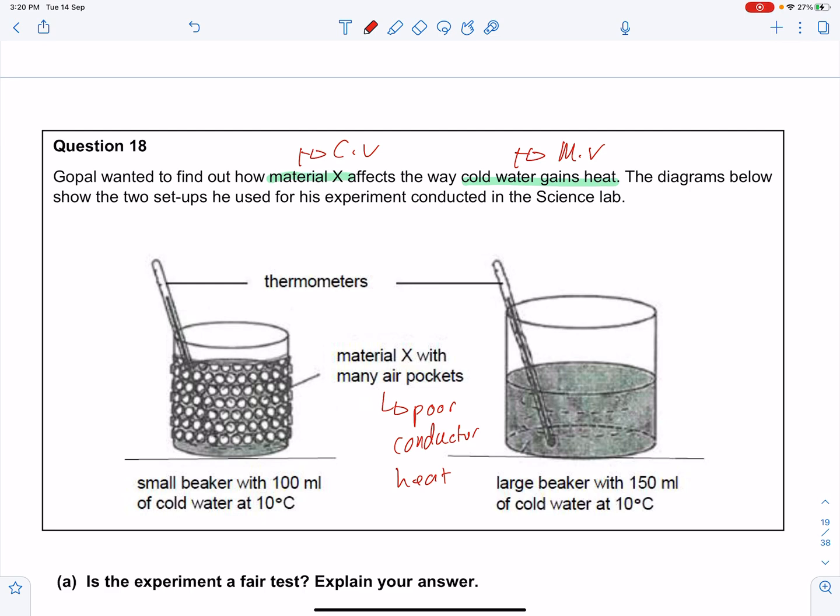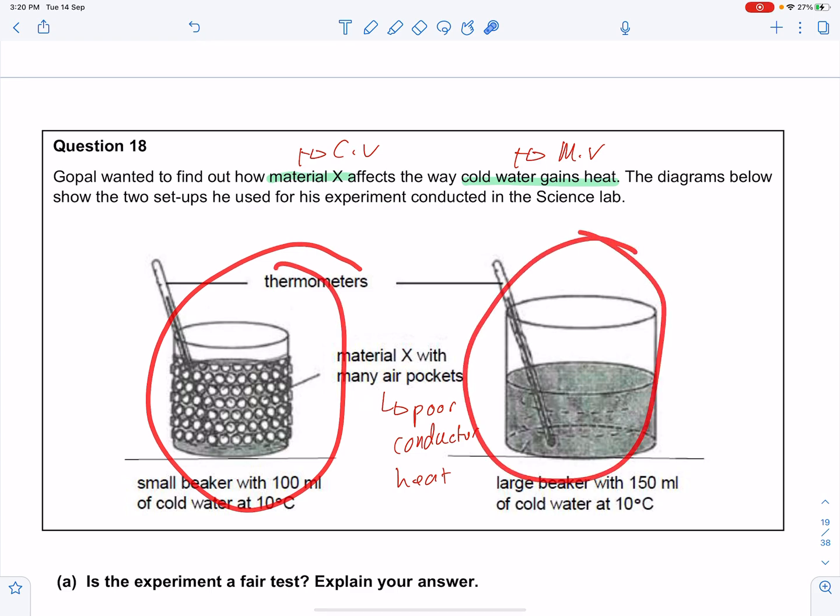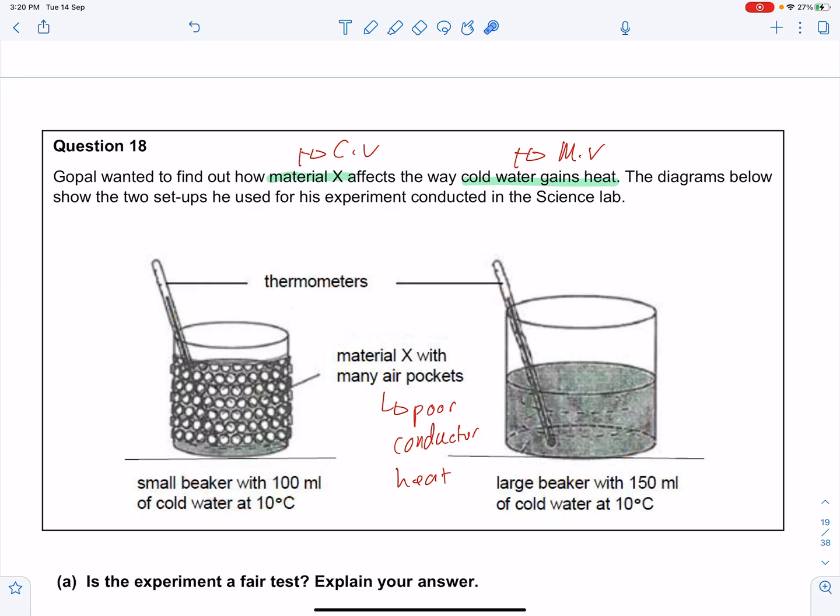So they ask you, is this a fair test? Okay, I don't think it's a fair test. Why? Because besides one having material X and another one not having material X, your beaker is also larger with a greater volume. In fact, there are three variables. Okay, what are the three variables?